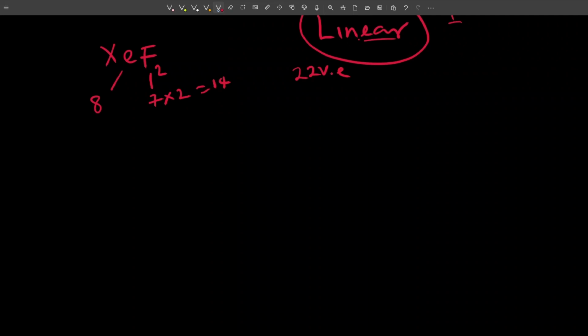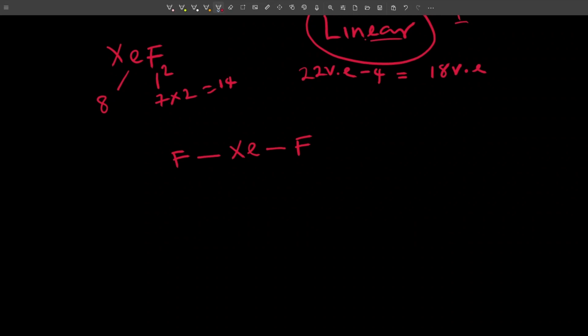Okay. So now the next thing is to get the central atom. Since xenon has lower electronegativity, it does not have much love for electrons, so it will be the central atom. And our fluorine will be the terminal atoms. So how many electrons have I used up here? I've used up 4. Remove 4 from our total of 22. We're going to have 18 valence electrons.